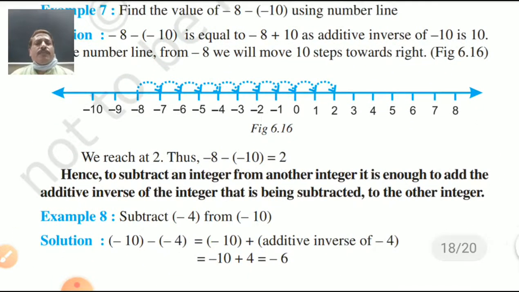Hence, to subtract an integer from another integer, it is enough to add the additive inverse of the integer that is being subtracted to the other integer. Subtract -4 from -10. So -10, -4, minus, positive. 2 times you can take any one. Additive inverse of 4. Subtract -4 from -10.